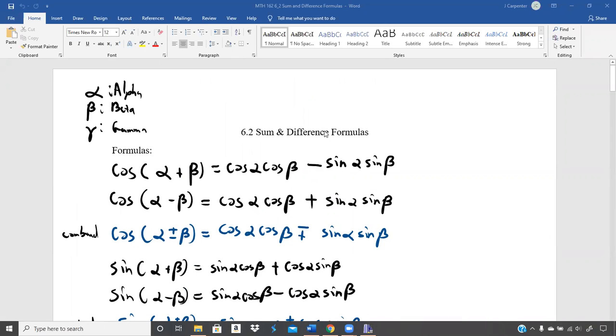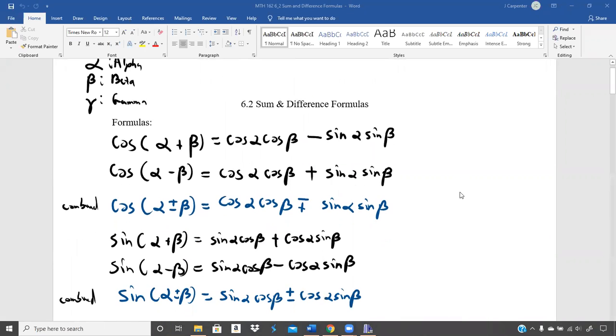All right, welcome back everyone. Just a quick reminder of the formulas that we gave you last time.